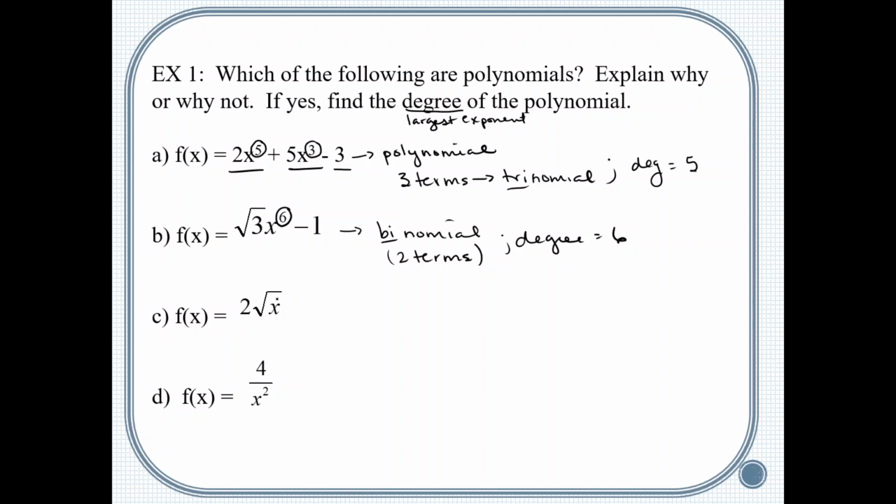Okay. Now for C, we have a square root of x. This is like 2 times x to the 1/2. So 1/2 is not a whole number. So this one is not a polynomial. Okay. And the bottom one, we have x in the denominator. This would be the same thing as 4x to the negative 2. So this one is also not a polynomial.